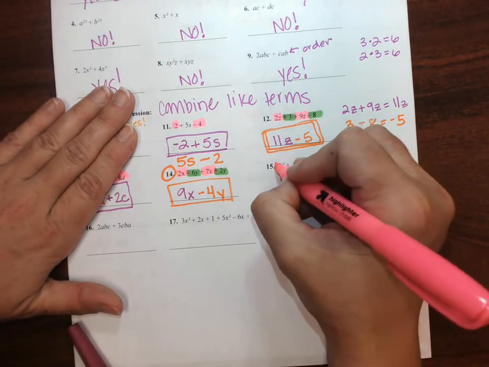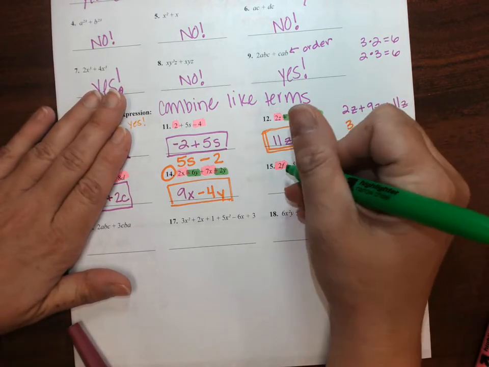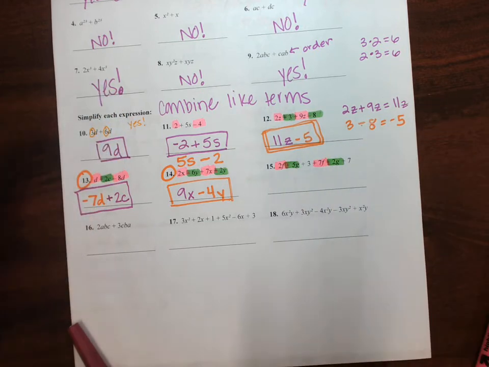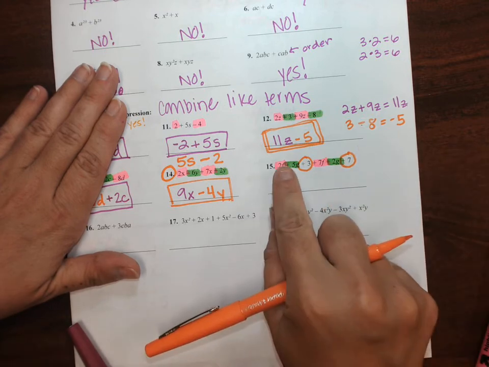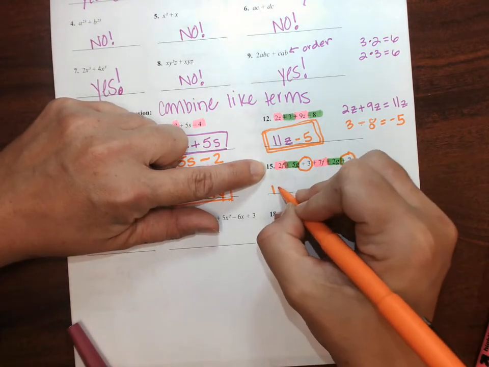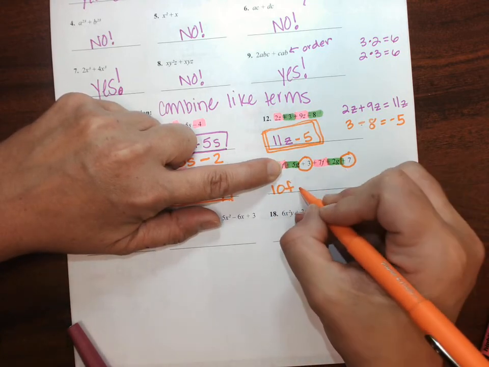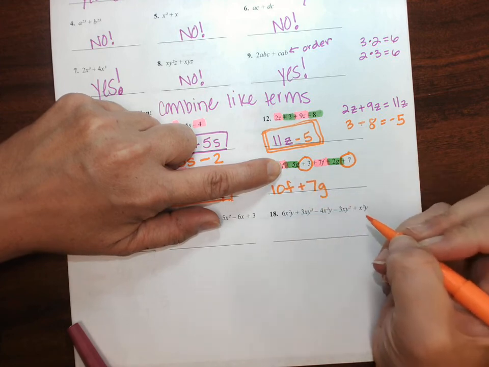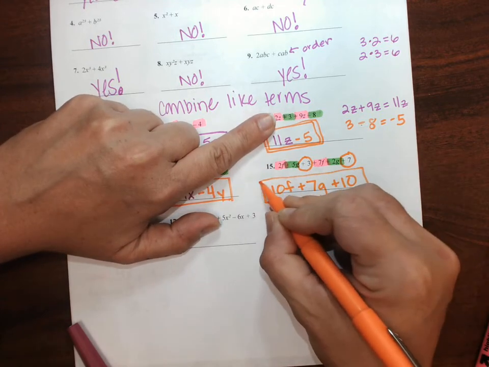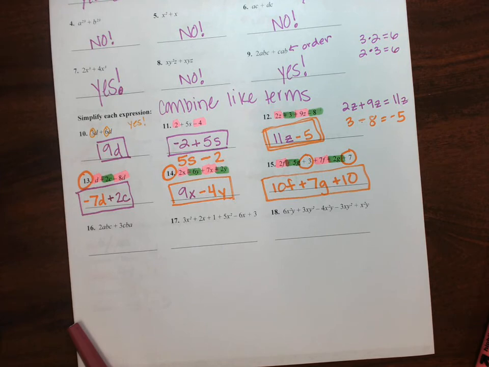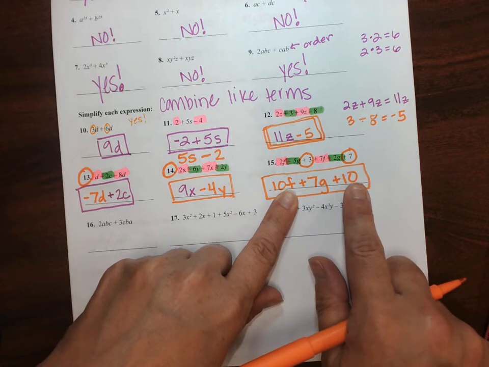All right, let's highlight our like terms. So I'm going to highlight all my F's there, all of my G's, and then I have some constants here. I'm out of highlighters, so I'm just going to circle those. Okay, so 2F plus 7F is 10F. 5G plus 2G is a positive 7G, and 3 plus 7 is 10. That is my answer. We can't go any further. We can't combine these. They all have different variables, or this is just a constant.